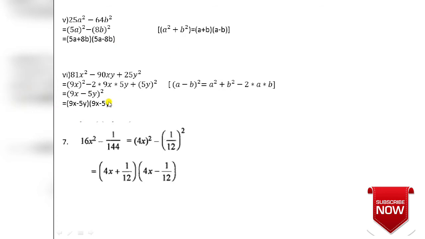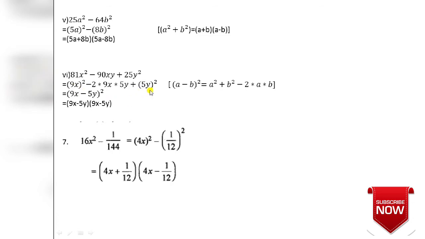Similarly, in the next sum, the sixth sum, it has been given as 81x square minus 90xy plus 25y square. First we will take the square root of the first term and then the last one. From these two we will get the values of a and b, and we substitute the values of a and b in the form of 2 into a into b. So 81x square can be written as 9x whole square. Similarly, 25y square can be written as 5y whole square.